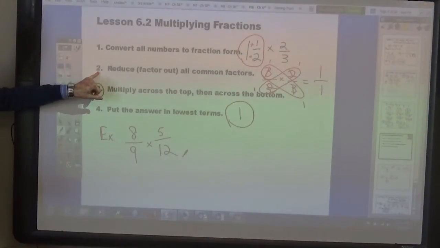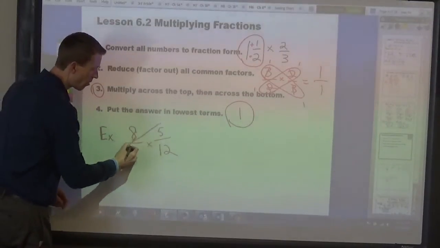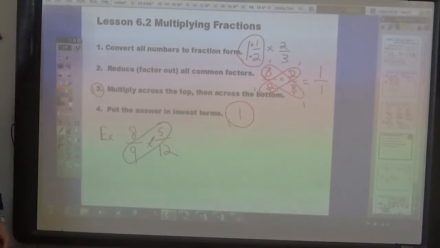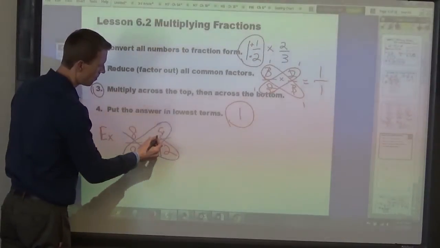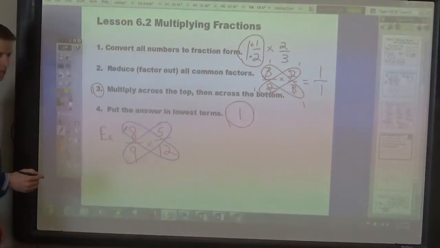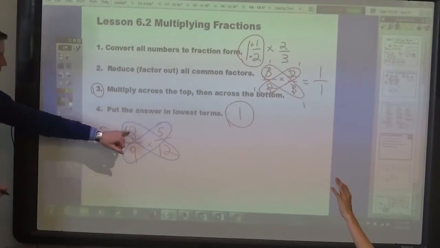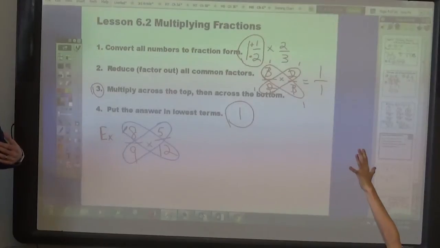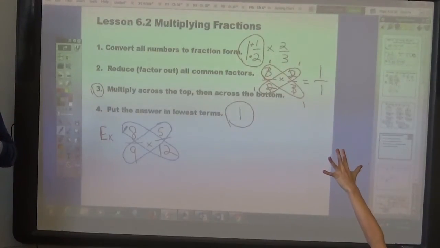Factor out common factors. So look at the numbers diagonally across from each other. Do 5 and 9 have any common factors? Nope. So you can't change those. How about 8 and 12? Can you factor out a number out of 8 and 12? What's the biggest number that you could factor out of 8 and 12, Peter?